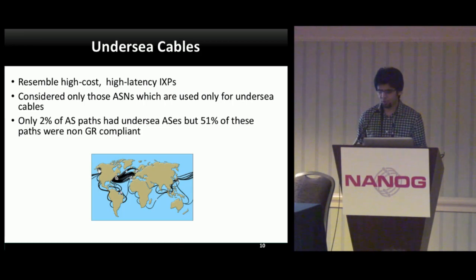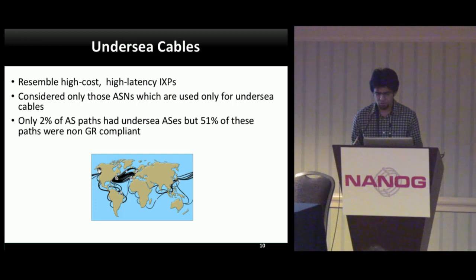We could identify a few cable ASs from telegraphy maps. We included only those ASNs which are solely used for undersea cables, and we didn't include those AS numbers which were used for both undersea and land connection. We did this because we wanted to isolate the impact of undersea cables in our study.